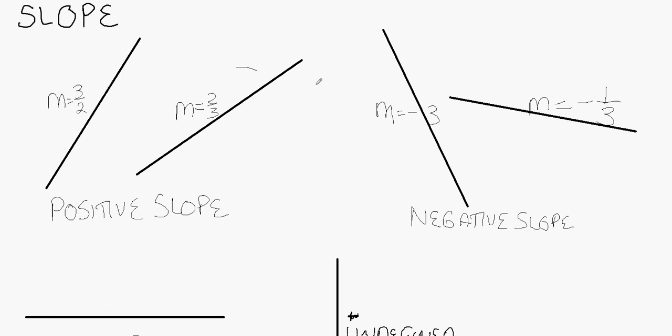A line that's going uphill from left to right has a positive slope. A line that's going downhill from left to right has a negative slope. The numbers get further from 0, bigger in magnitude, as the slopes get steeper.